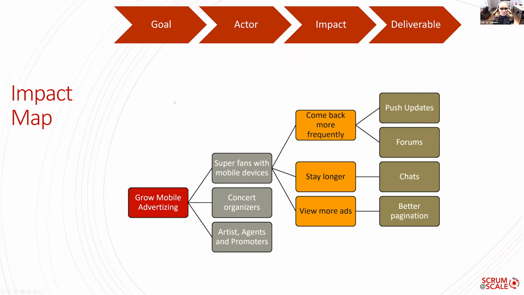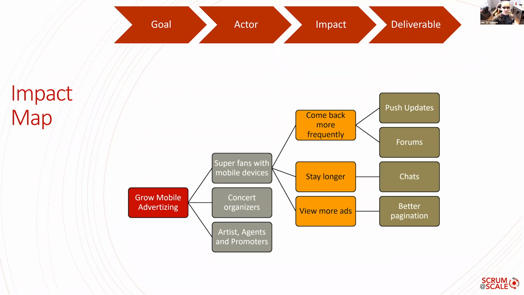I have a sample impact map, and you can find this example very easily on the web. It's a very good idea of how to relate things. For instance, your goal is to grow mobile advertising. So who would be the actors in growing that goal? For instance, we have fans with mobile devices, we have concert organizers, we have artists, agents, and promoters. Those are the actors to achieve your goal.